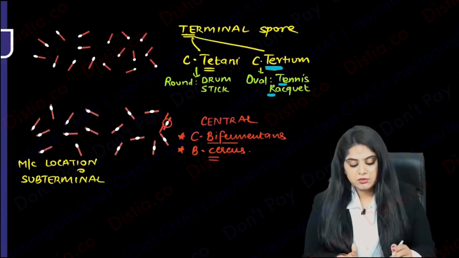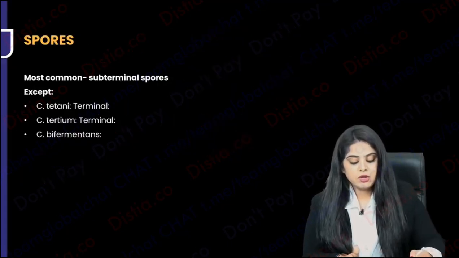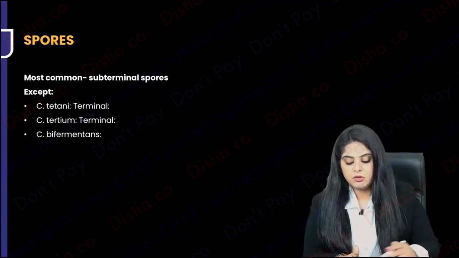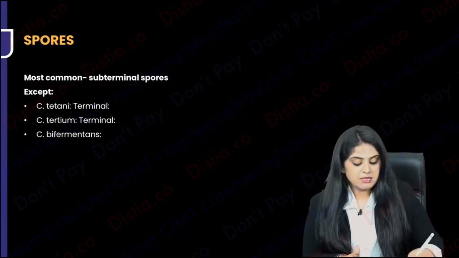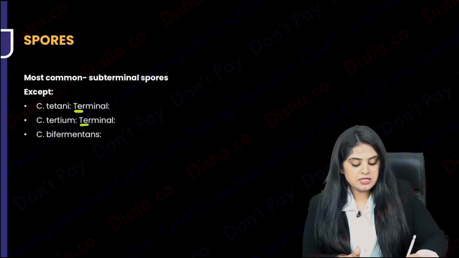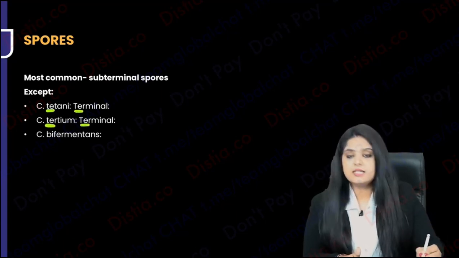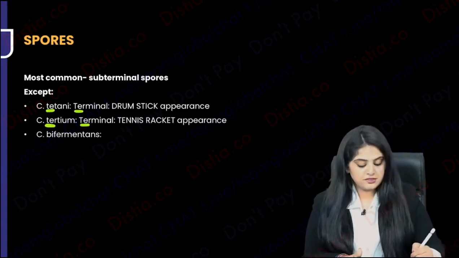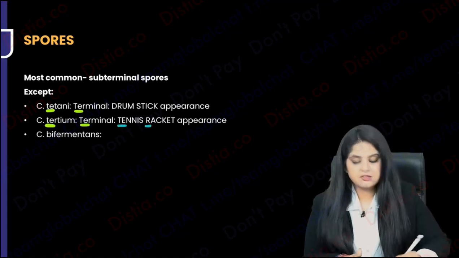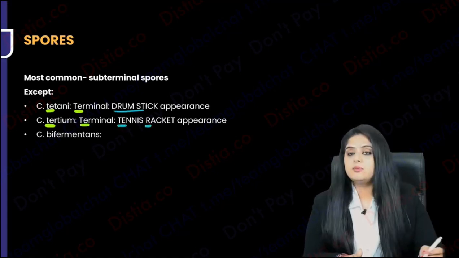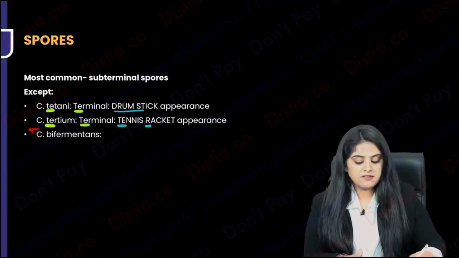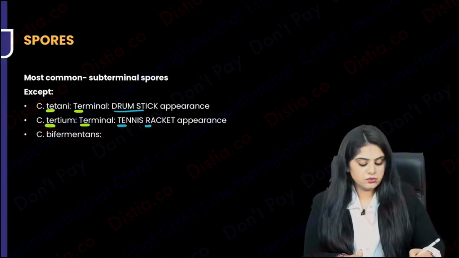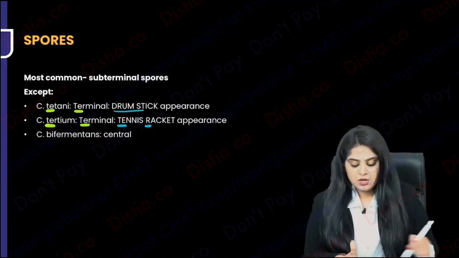So now if I ask you which is the most common location of a spore, the most common location is going to be subterminal. But if I say where do you see TE, terminal, you will say TE tetani, TE tertium. Which out of them is tennis racket? Tertium is going to be tennis racket, and tetani is going to be drumstick. What is the location of the spore in bifermentans? By dividing it into two, the location is going to be central. All of this is done.